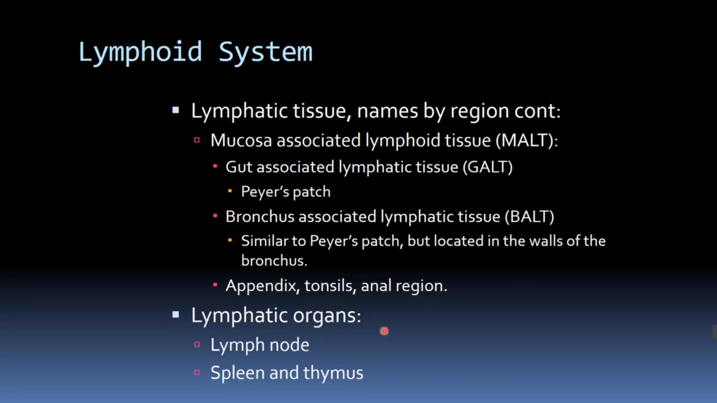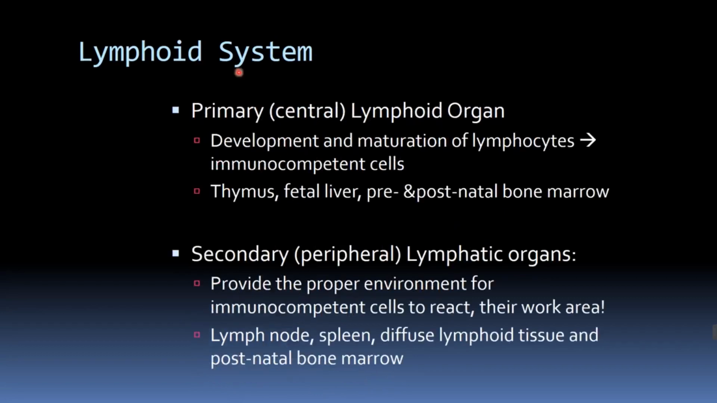And don't forget about the organs. We're dealing with the lymph node, spleen, and especially the thymus. So your lymphoid system has two major types of lymphatic organs: primary and secondary. The primary, or some textbooks use central, the primary lymphoid organ is where these cells develop and mature. In other words, we want to make the lymphocytes immunocompetent. And we'll see how that plays out specifically within the thymus.